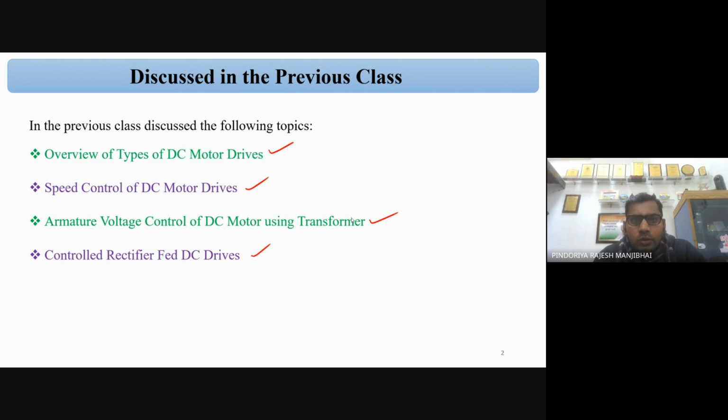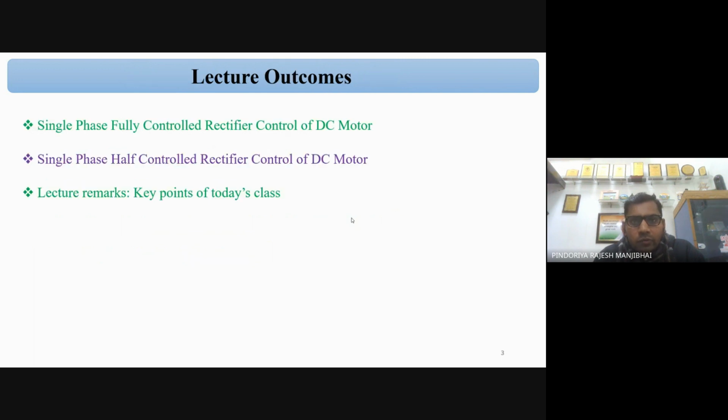Now we can take up the power electronics converter, and that is the main topic of the course. We have to use the power electronics converters to control the speed of the DC motors. Starting with the single phase fully controlled rectifier control of DC motors, and then we will discuss the single phase half controlled rectifier control of the DC motor. Today we will discuss these two topics.